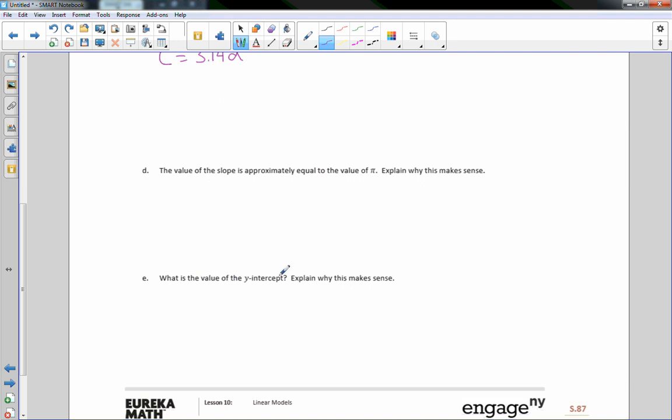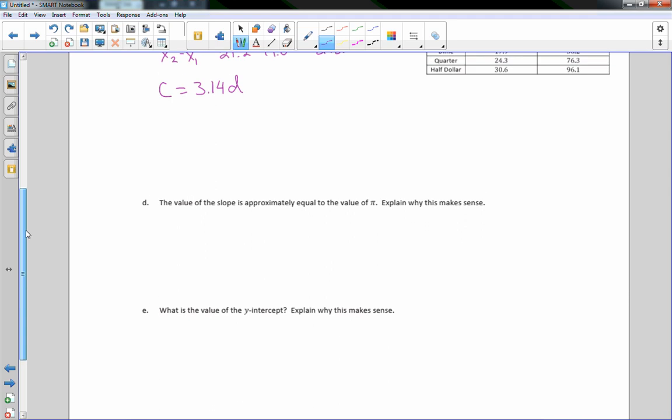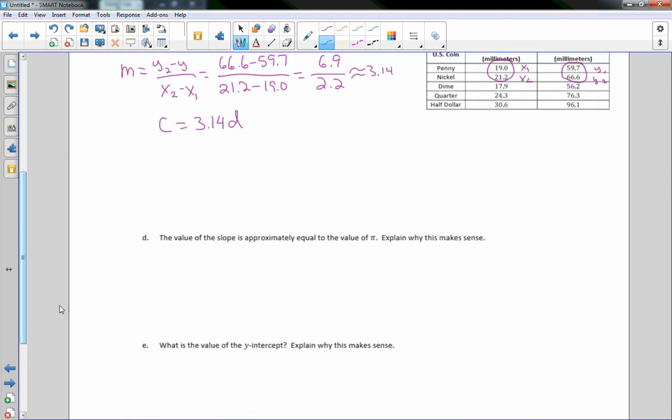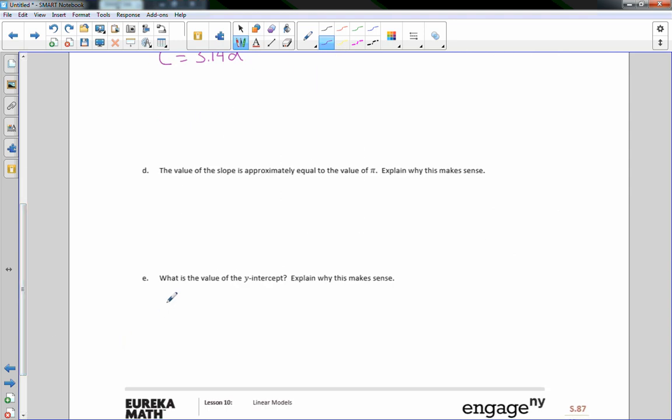What is the value of the y-intercept? And explain why this makes sense. Okay, so the value of the y-intercept is 0. Because if a coin has a diameter of 0, then the circumference would equal 3.14 times the diameter, which equals 0.